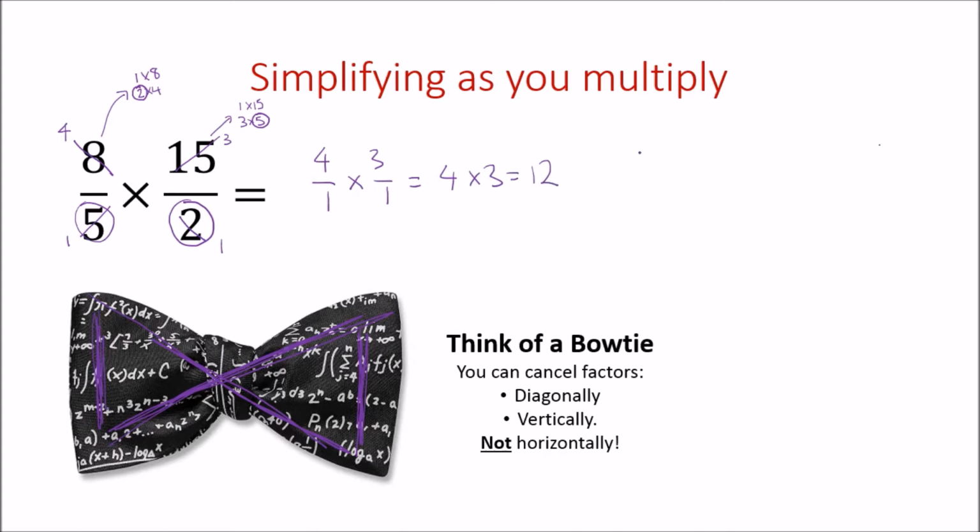So let me show you what work we got around doing. We would have had to have gone 8 times 15, which is 120, and even that in itself might not have been one of your straightforward times tables to do.